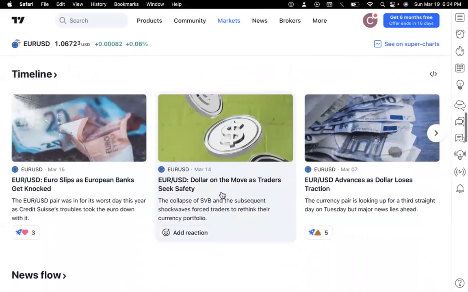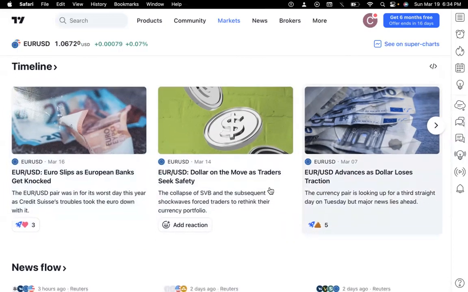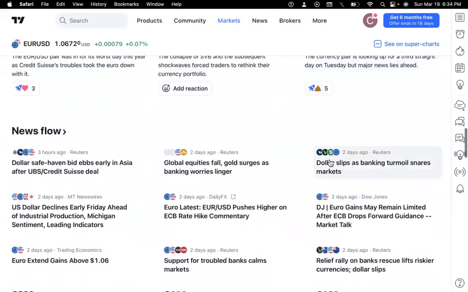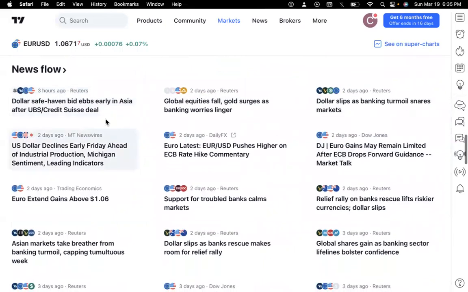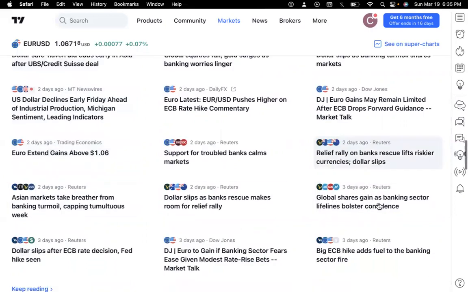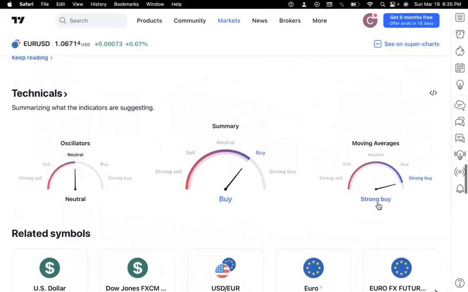If you scroll down, you'll see a timeline, and this can go in addition to checking your news. It'll tell you on March 16th, Euro slips as Euro banks get knocked. And if you guys traded Euro USD on Friday, there were crazy drops, and this is just a timeline as to how we got there. How did that happen? And then of course you have all your fundamentals, your news is all down here. And it tells you it's 3 hours ago, 2 days ago, 2 days ago, 2 days ago, 3 days ago. And then you have just more information.